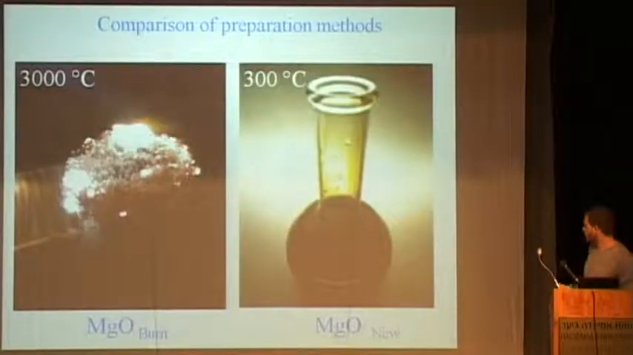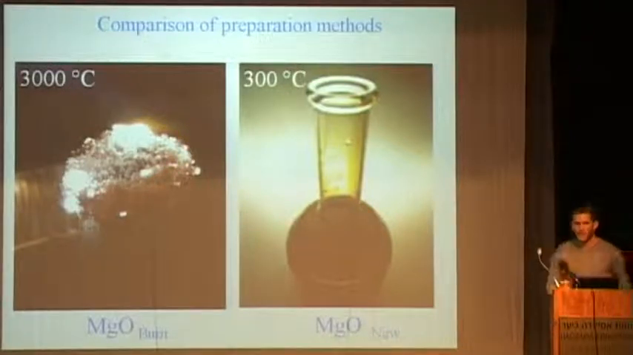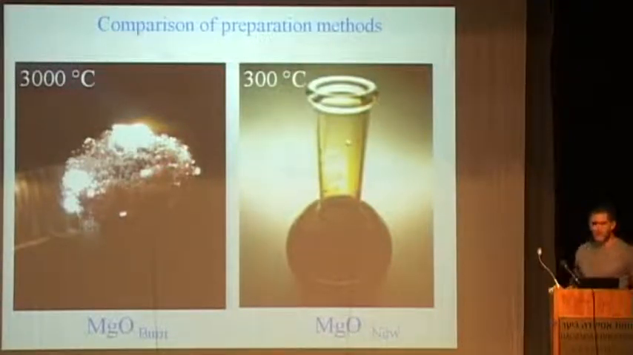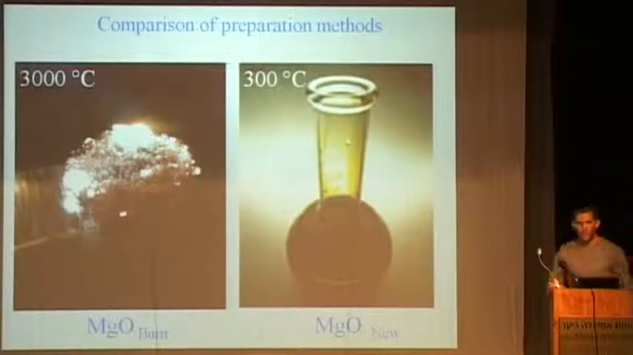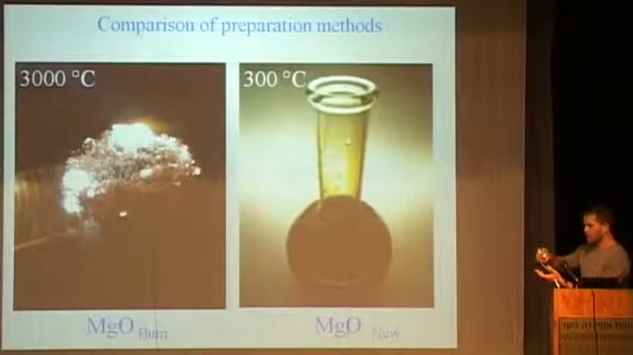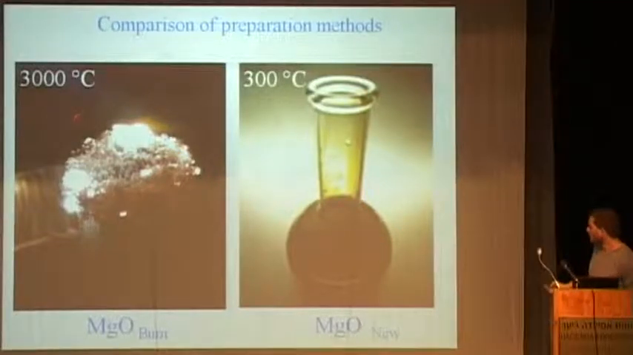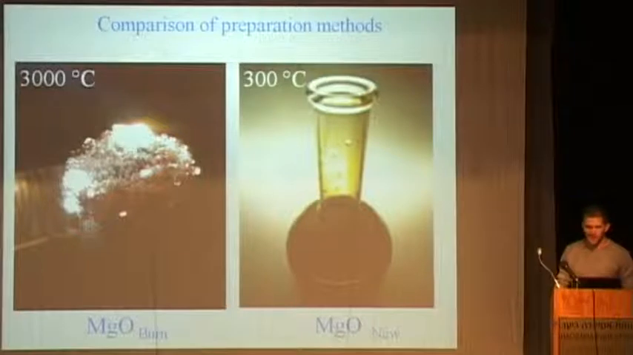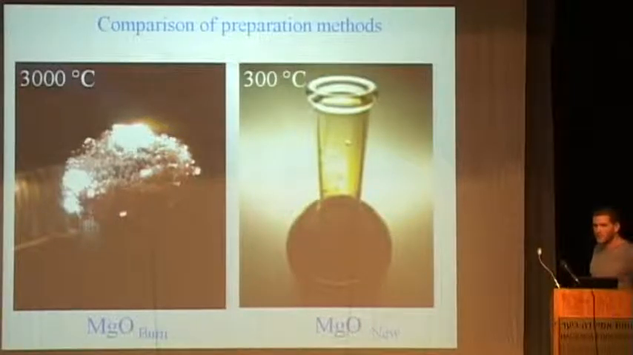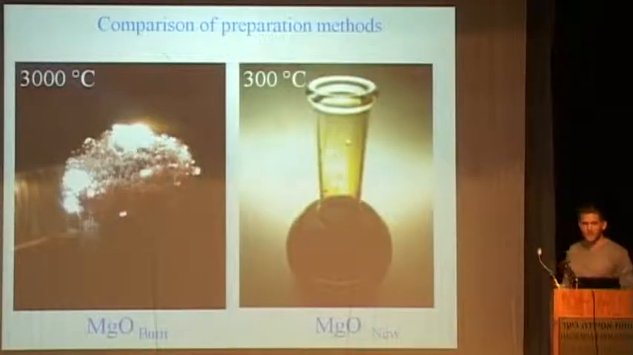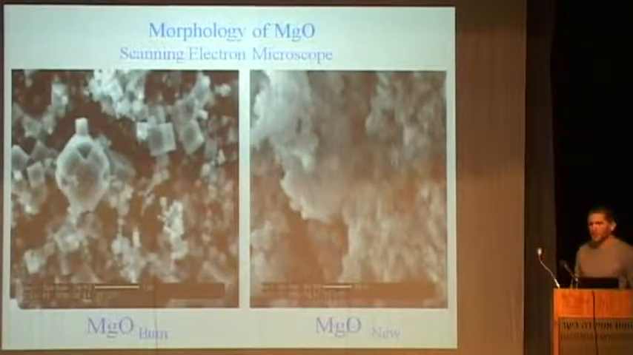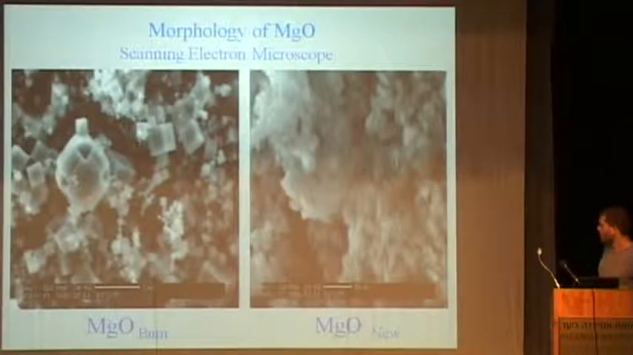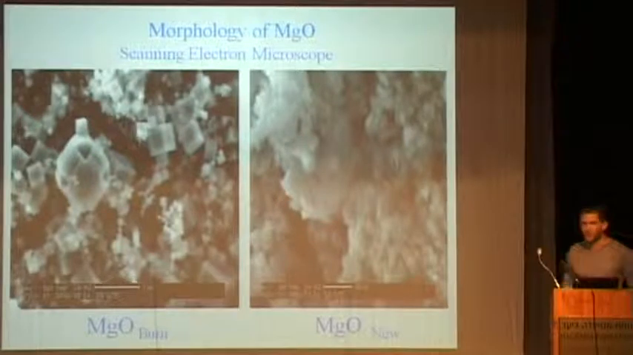Then, we took a sample from our synthesis, which is a colloidal synthesis, and we took a reference sample, for which we burned magnesium and took the smoke, which is nanoparticles of magnesium oxide. You need to understand that in our synthesis the temperature is about 300 Celsius degrees, and when magnesium burns, it's about 3,000 Celsius degrees. When we took our sample to the SEM, you can see here very nice cubic particles, and you see that our sample has a different morphology.